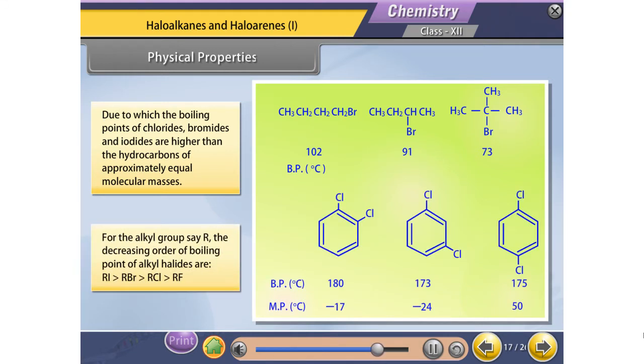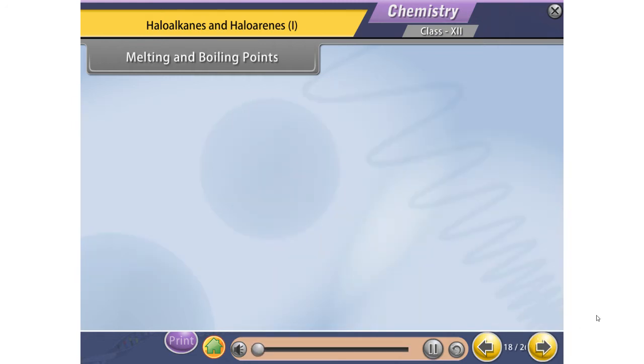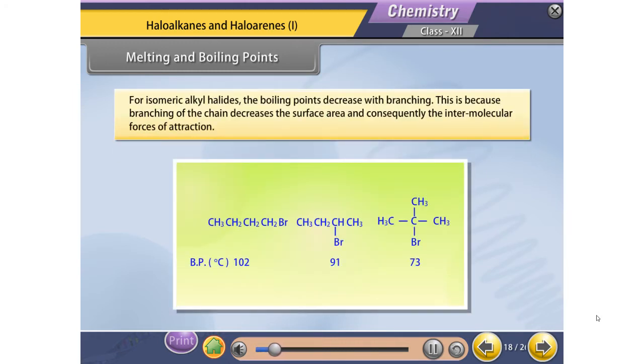For the alkyl group, say R, the decreasing order of boiling point of alkyl halides is RI, which has the highest boiling point, followed by RBr, then RCl, and then RF. Melting and boiling points. For isomeric alkyl halides, the boiling point decreases with branching. This is because branching of the chain decreases the surface area and consequently the intermolecular forces of attraction.